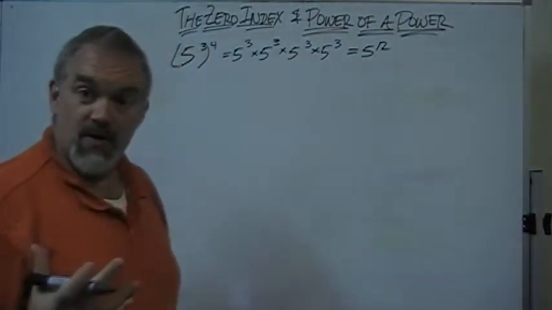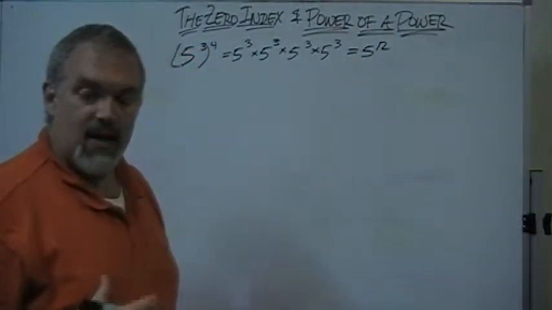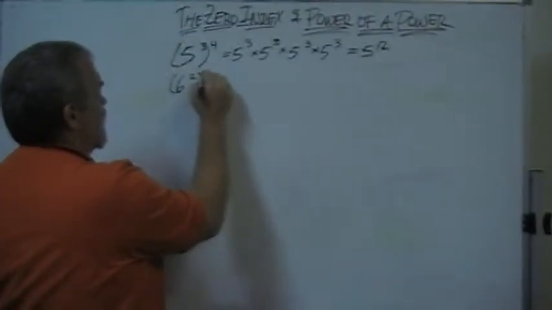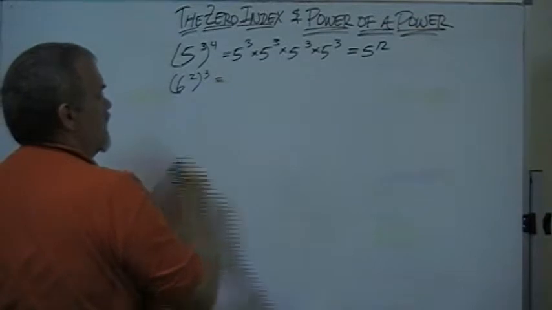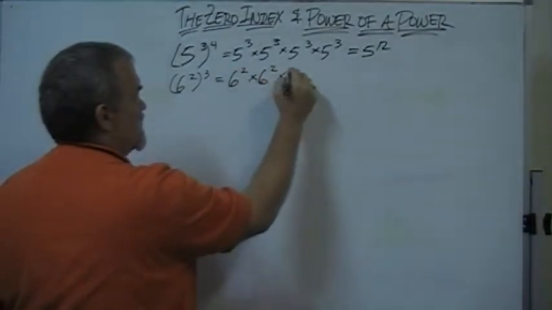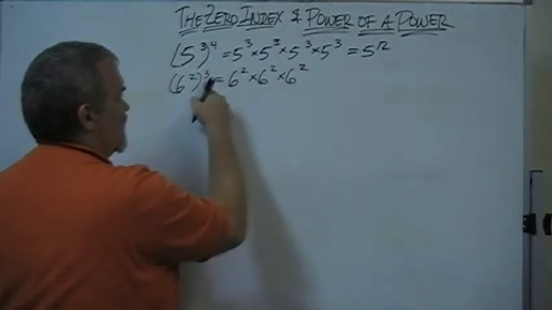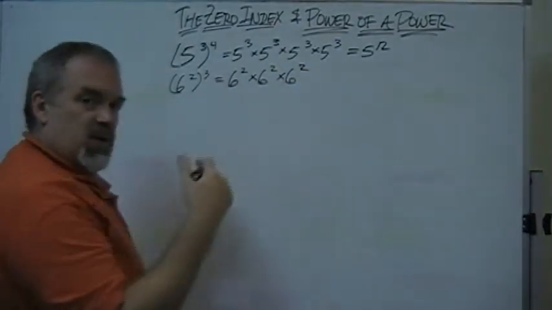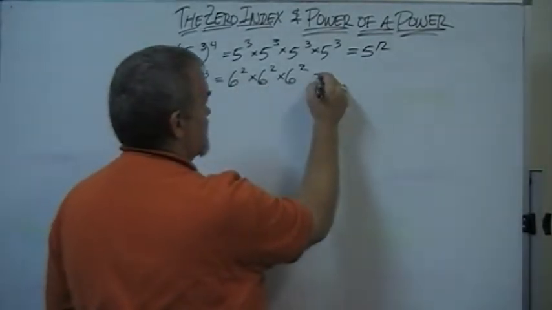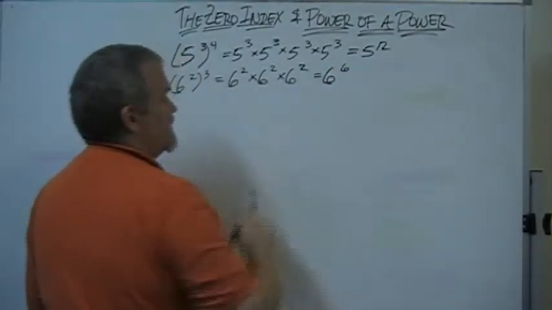Okay? Let's use another example. Let's say we had 6 squared cubed. That would give me 6 squared, and there are 3 of them, times 6 squared times 6 squared, because there are 3. And again, what do we do? We add the exponents. We get 2 plus 2 is 4 plus 2 is 6. So we get 6 to the 6th.